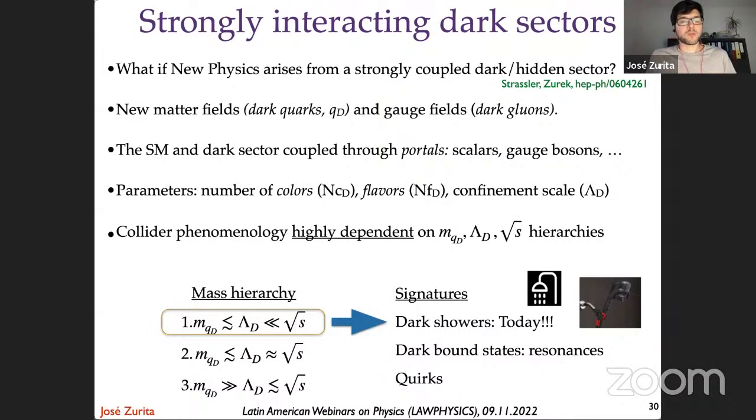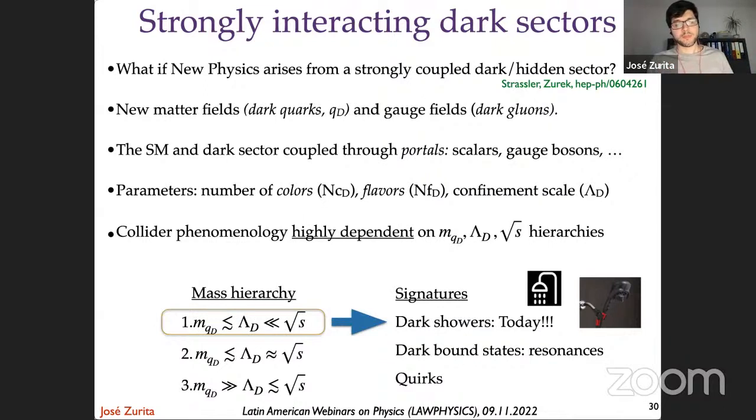Now, the other option that could happen is that your confinement scale is maybe too high. Maybe you make two or three of these particles at most, and then you are not looking anymore at the dark shower, you're looking at the resonance. And you can apply normal stuff. So this regime is interesting. These are dark bound states that you will form, but it's certainly not as striking as what I'm going to tell you about.